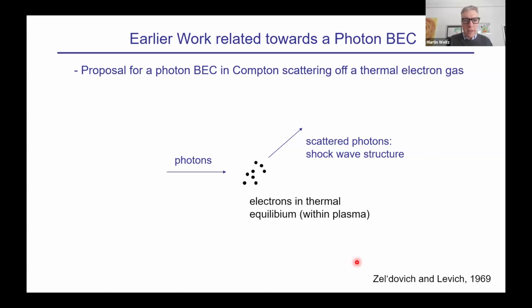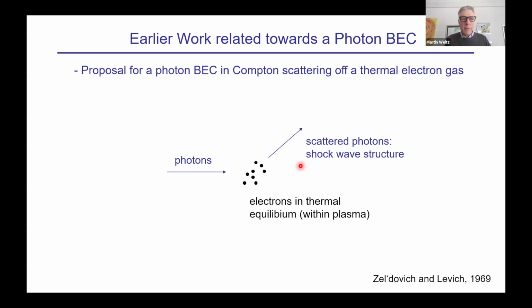The first work that was related to photon Bose-Einstein condensation, to my knowledge, is by Zeldovich and Levich, two Russian physicists, in 1969, who proposed to scatter photons off electrons at thermal equilibrium in a plasma. The expectation from this paper was that one then should get a shockwave structure that resembles a BEC. This was never observed experimentally.